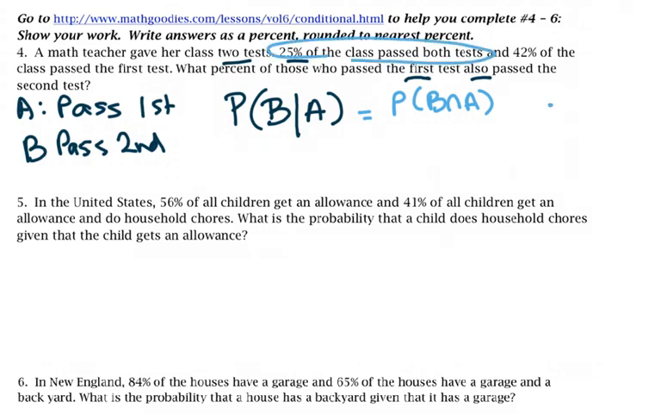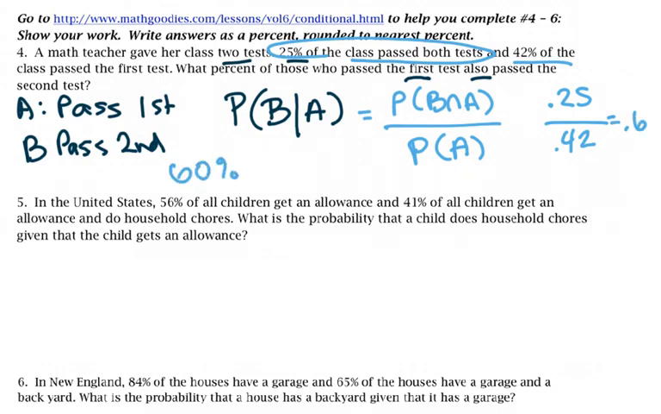So the probability of B given A is the probability that they passed both tests, and that's the 25%, divided by the probability that they passed the first test. And so that is 42%. And so you figure out that decimal, and that comes out to be 0.6.